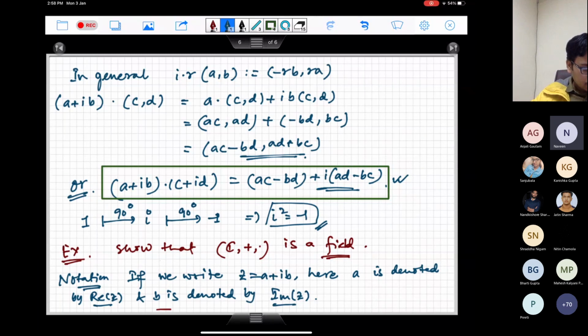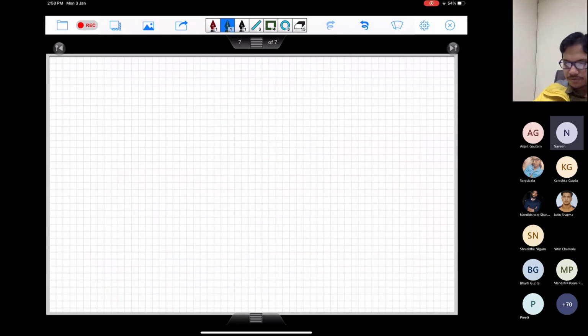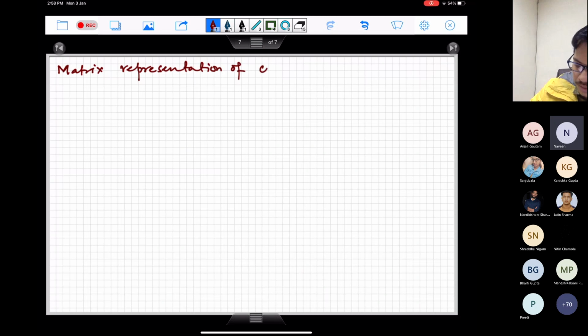Now I'm going to do something else. I'm going to also tell you something called matrix representation of complex numbers. We have already seen this multiplication and all that. It is very relevant in this context to tell you about matrix representation of complex numbers.